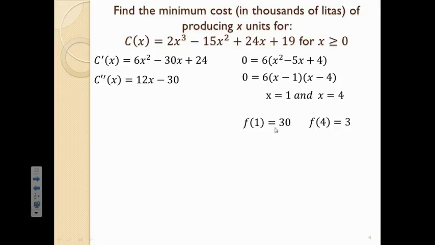And in the original equation, that'll be 30. The f of 4 will be 3. So now we have our critical points.